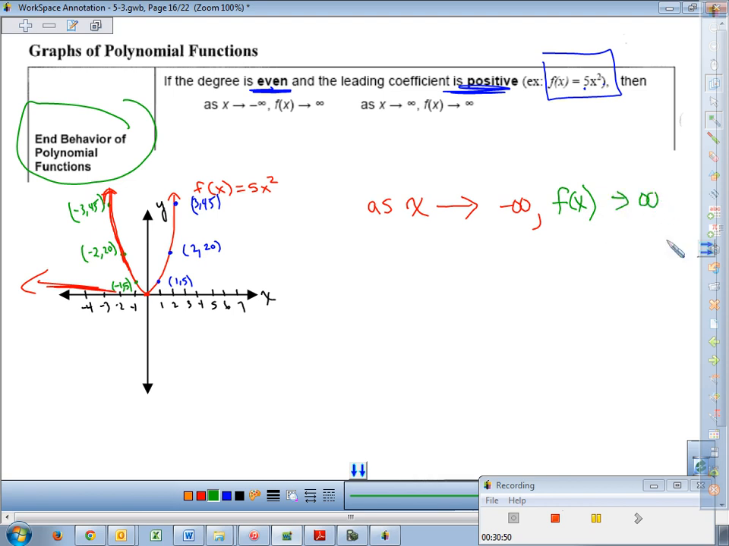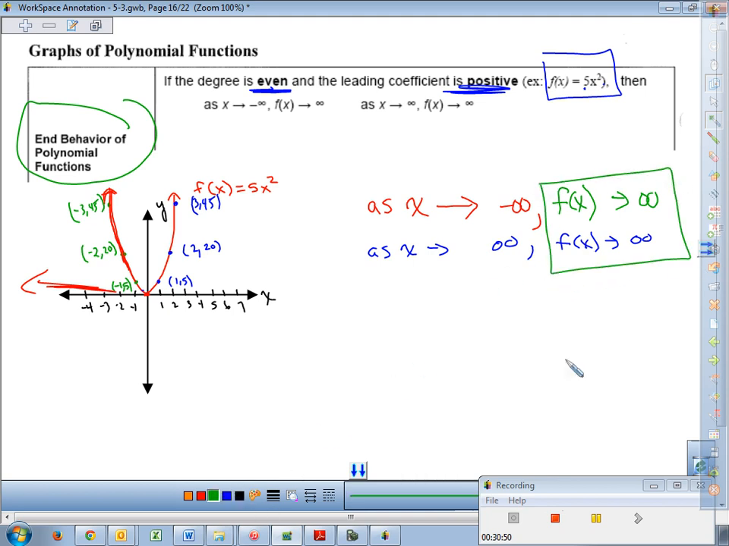Now that's one part of it. Part 2 is as x approaches infinity. So x could go this way also, right? As x gets bigger and bigger and bigger, what happens to y? Doesn't it approach infinity also, right? So boom, f of x approaches infinity. This is the end behavior right here.